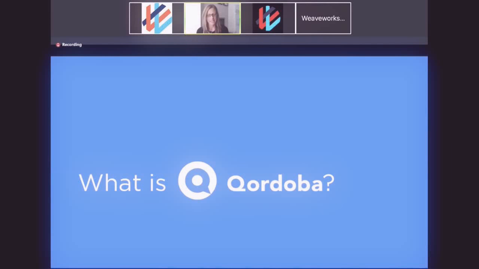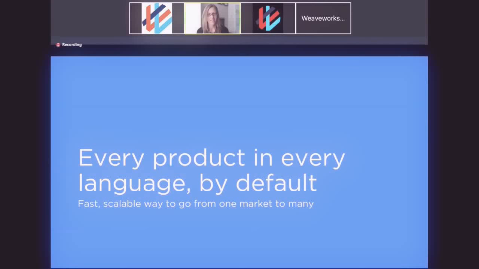So just to get started, to give you some background on what Qordoba is, it's a startup based here in San Francisco, not too far from the Weaveworks office. And our mission is really to enable products to be released in every language by default. The advances in machine learning have really made this feasible to have a scalable process. There's really no reason to keep products in one language. So our goal is really to provide accessibility to everyone around the world, regardless of what their native language is.